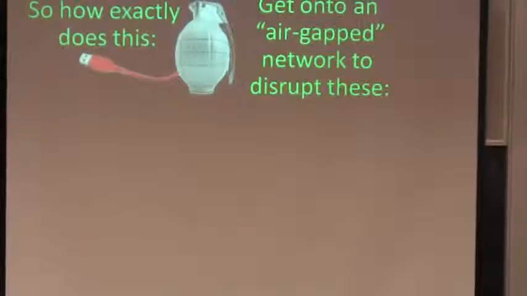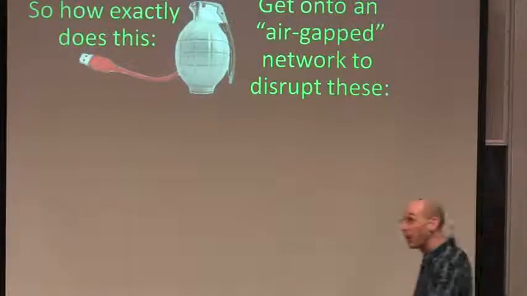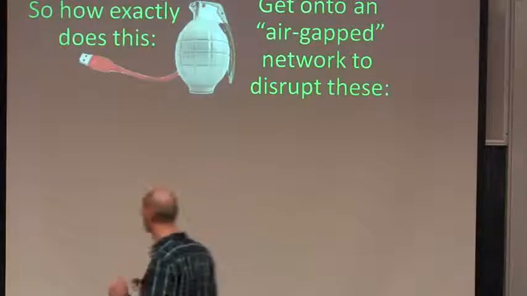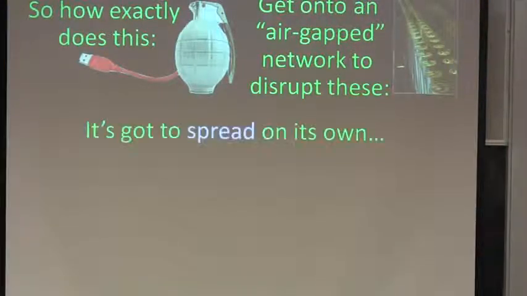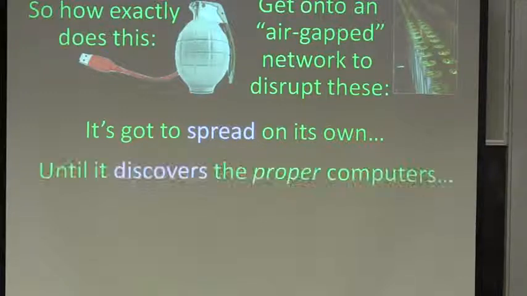So how exactly does this digital time bomb get onto an air-gapped network, which is totally separated with no wired connection as far as we know, to disrupt these centrifuges? Well, let me tell you. First of all, the threat has got to spread on its own. So this worm, this Stuxnet worm that we're talking about, there's nobody that's going to be able to carry it in and say, oh, let me just stick this virus on your computer. So it's got to spread on its own until it gets there. Until it discovers the proper computers. So it has to make sure that it's actually on the right computers.